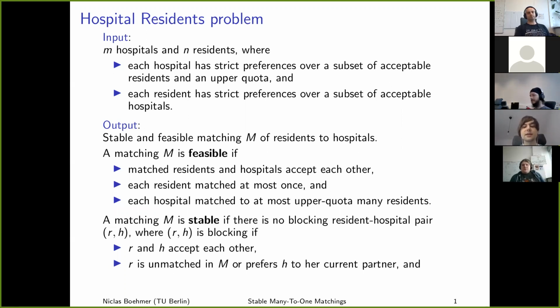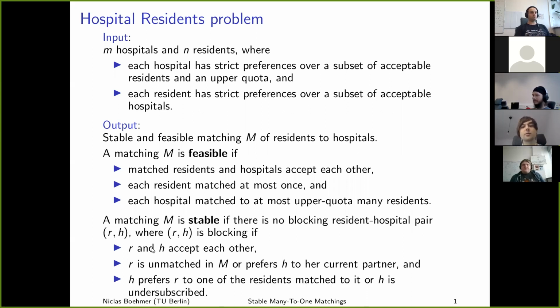Or alternatively, we require that the resident prefers H, the hospital from the blocking pair, to her current partner. For the hospital, we either require that the hospital prefers R to one of the residents currently matched to it. This somehow means that the hospital would be willing to kick one of the residents currently assigned to it out of the matching to accommodate R instead, or that the hospital H is undersubscribed.